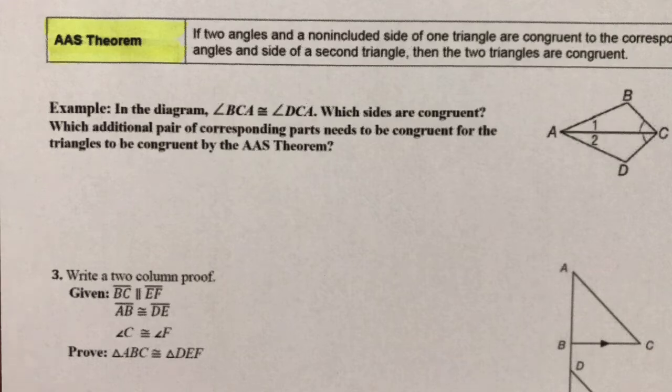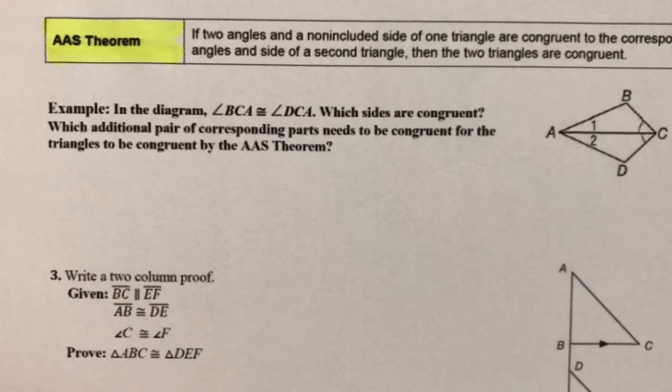All right, if two angles and a non-included side of a triangle are congruent to the corresponding angles and non-included side of another triangle, then we know those two triangles are congruent, right?